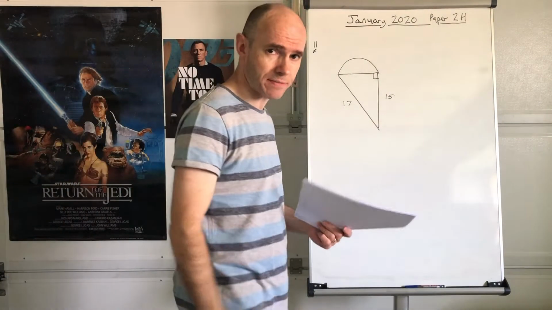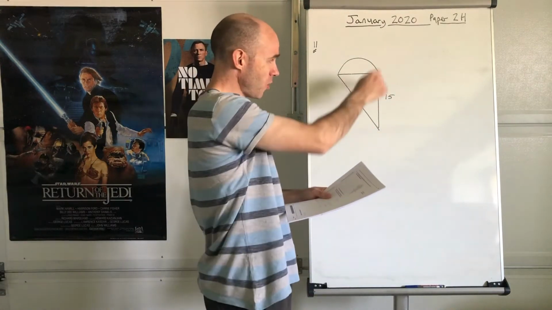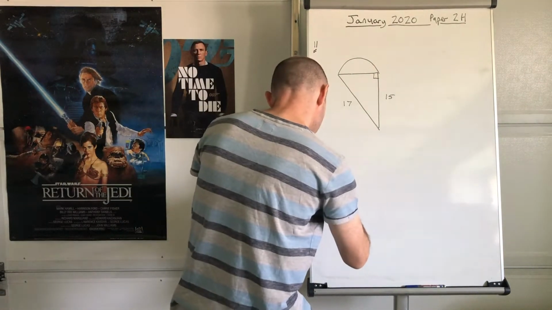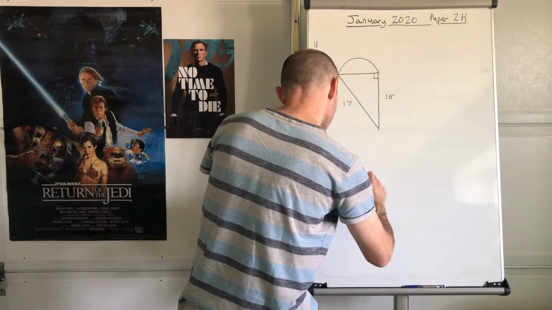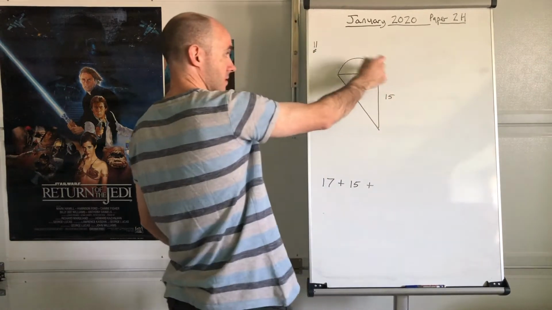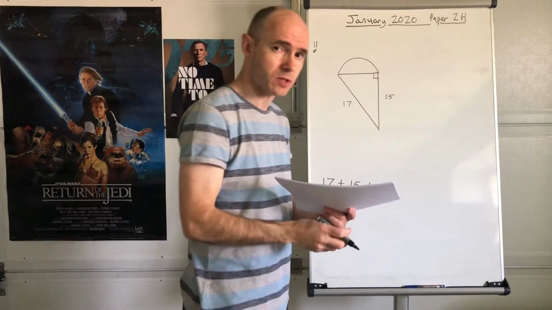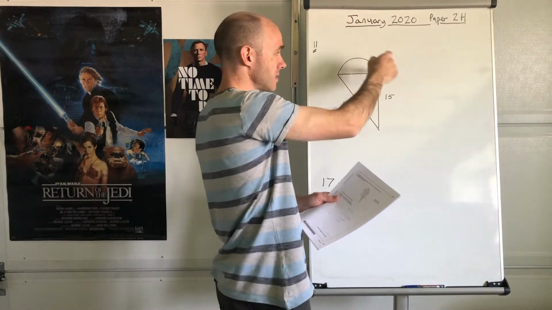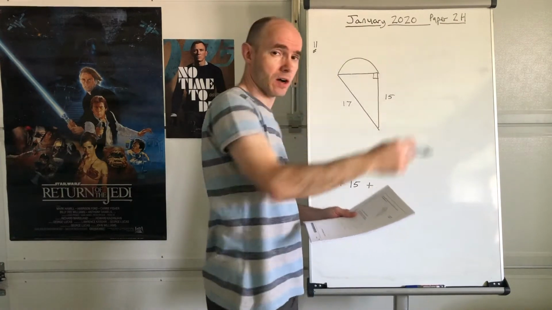Okay, this is question 11. You've got to work out the perimeter of this shape. So obviously you're going to have to do 17 plus 15 plus, and then this. That's a semicircle. So you've got to work out what the circumference of the circle is and halve it to get the distance of that circular arc, the arc length.